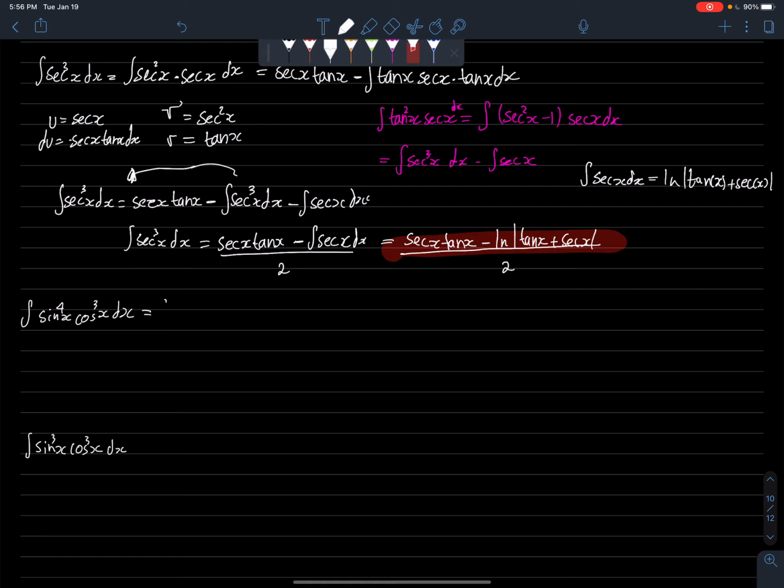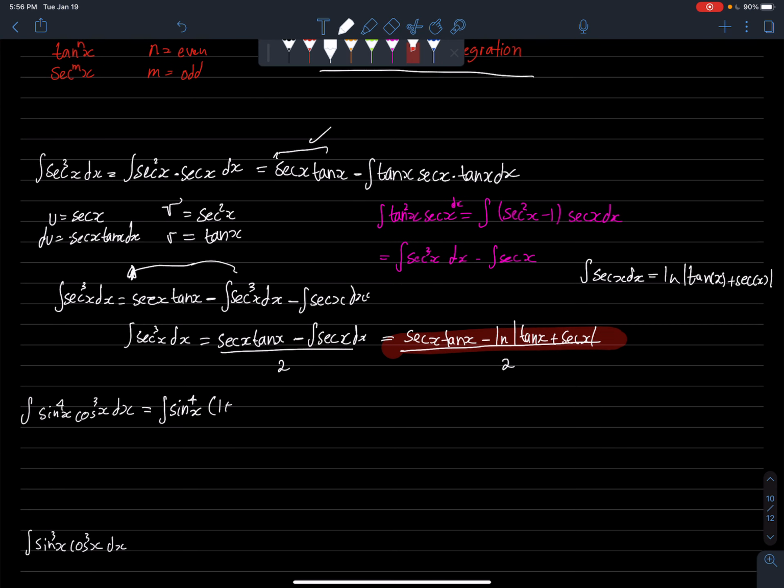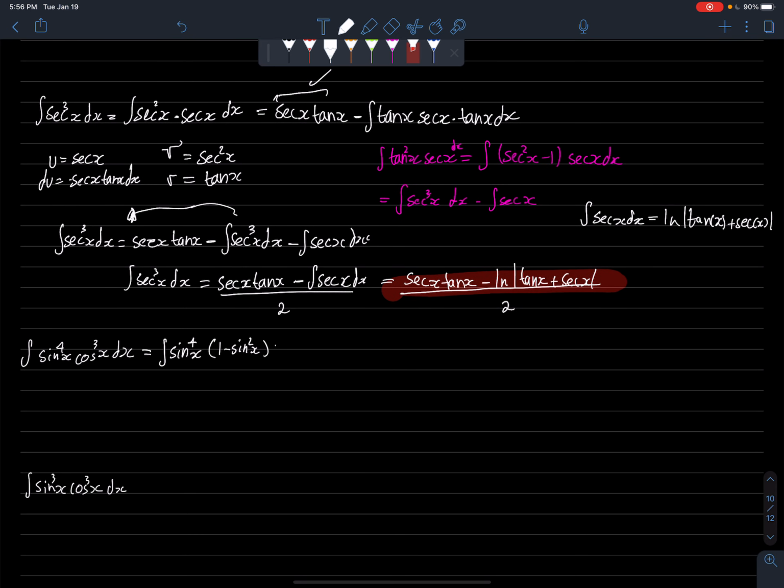Okay, to be equal, sine 4x times, sorry, was that 1 plus? Sorry, 1 minus sine squared x times cos x dx. Now we just use u substitution as we did in part 2. u is going to equal sine x, du is going to equal cos x dx. Substitute this in, so you're going to have u to the 4 times 1 minus u squared, and cos x dx is gone, so just du.